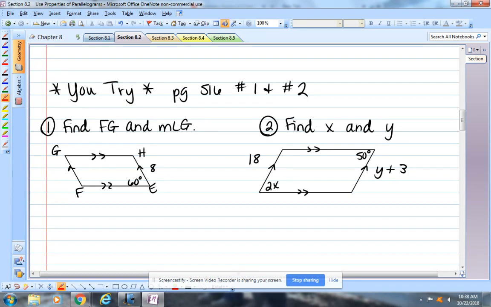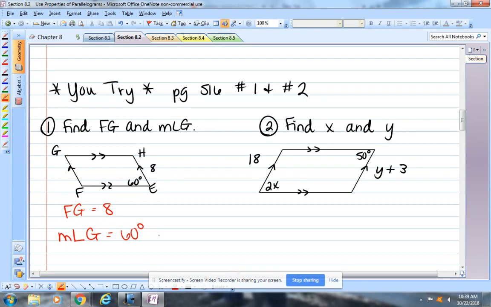All right, most of y'all look ready. Number 1 said find the length of FG and the measure of angle G. So FG is opposite from HE, and do we know the measure of HE? What's the measure of HE? 8. So did y'all get FG equals 8 also? And what about the measure of angle G? What's it going to be? How do you know it's 60 degrees? It's opposite from angle E. So raise your hand if you got 8 and 60 for number 1. That was just basically look at the picture and write it down.